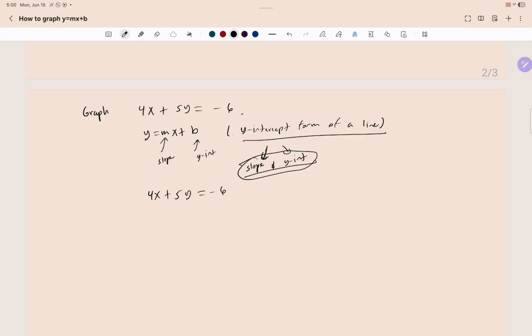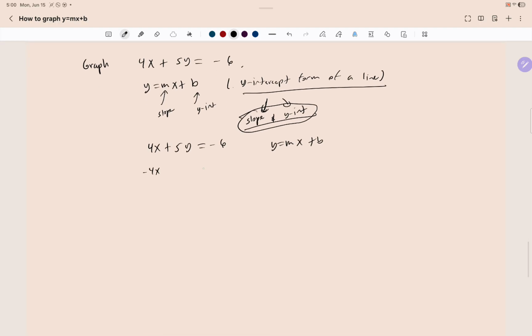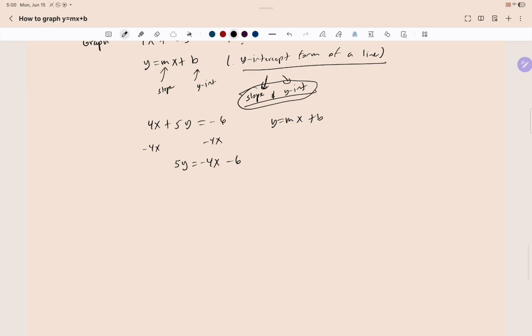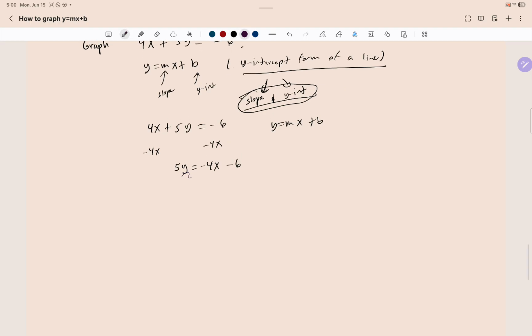I'm just copying the problem now. The goal is to put it in the form y equals mx plus b. So I'm going to subtract 4x on both sides, so I get 5y equals negative 4x minus 6. And here, I do not want 5y, I just want y on the left. So I'm going to divide every term by 5, and I get y equals negative 4 over 5 x minus 6 over 5. And this is kind of interesting.